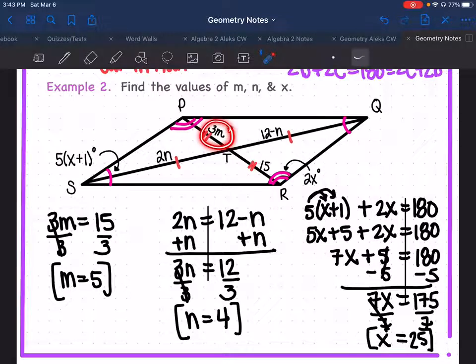3 times 5 is 15. I could come back here. 2 times 4 is 8. 12 minus 4 is 8. And then I could add these two pieces together to find how long this is. 8 plus 8 is 16. I could come back here and plug it in. 2 times 25 is 50, and I could come back over here and do it as well, whatever 5 times 26 is.